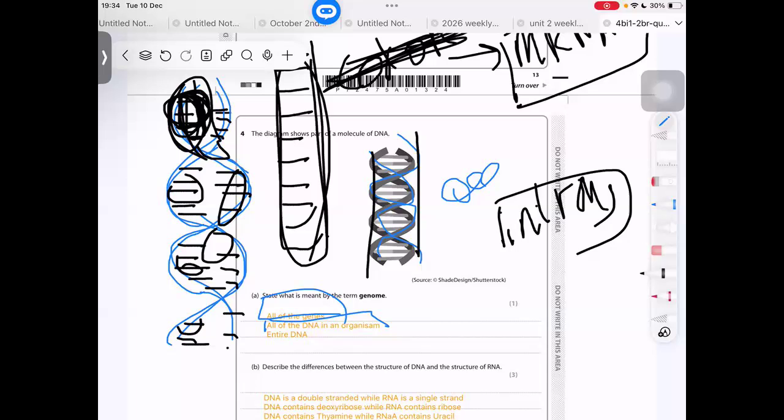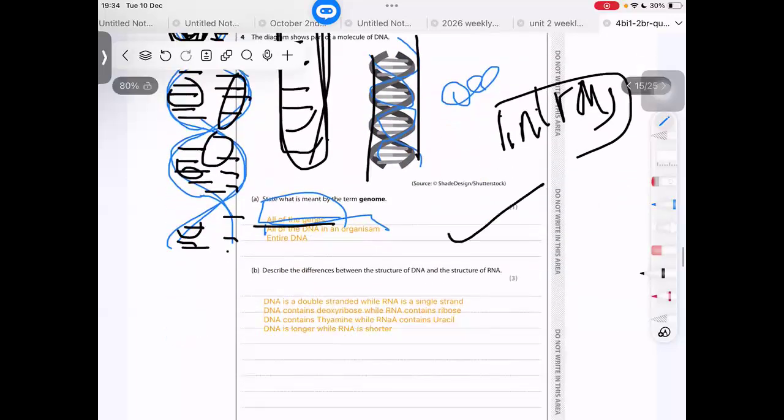So in a genome, if they ask you what is a genome, all of the DNA in an organism is what you refer to as a genome. Or basically, it's better to write all of the genes in an organism. So you get 1 mark for that.